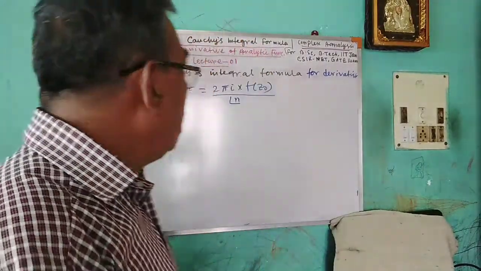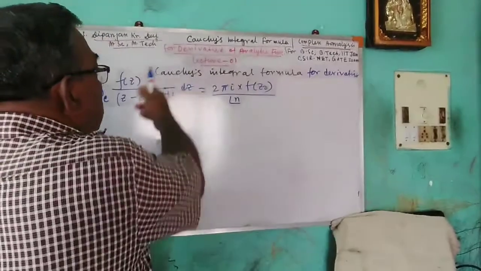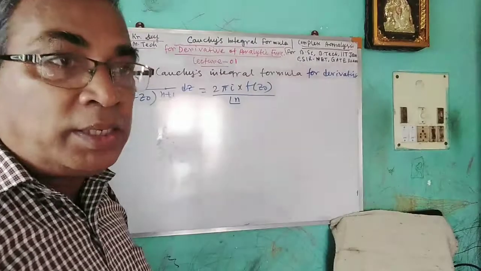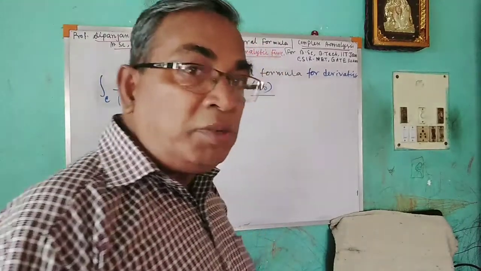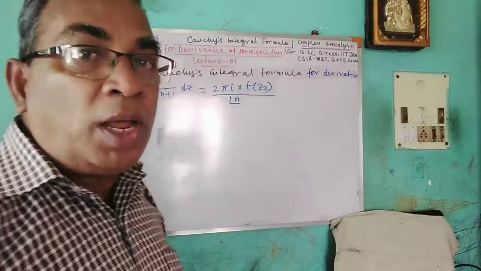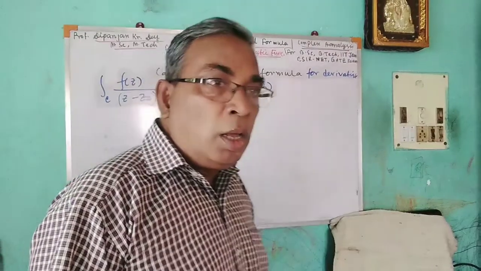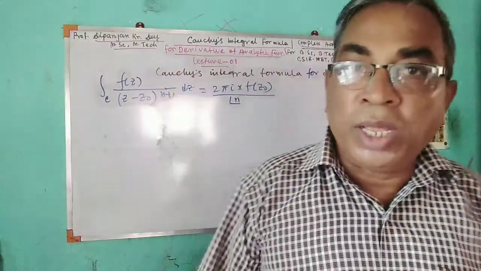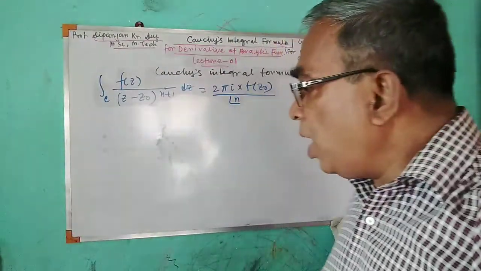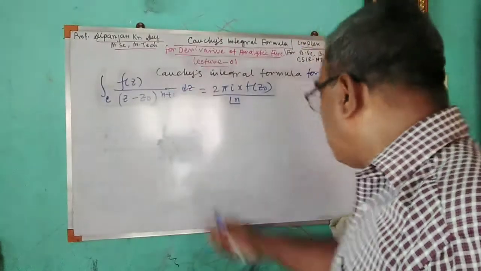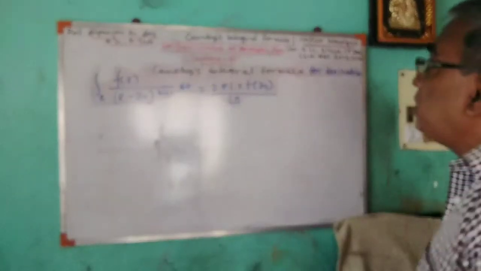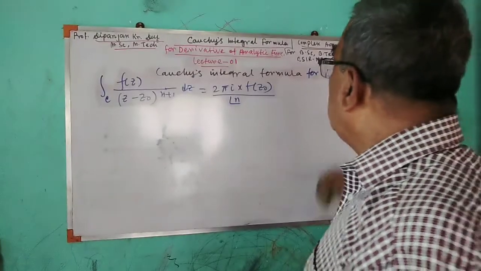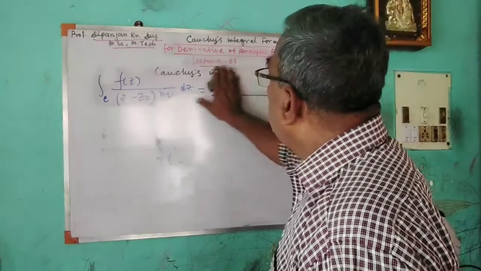So how to get this formula? I'll explain that first, then I'll explain a sum using Cauchy's integral formula for derivatives. Now I am explaining how this formula actually comes. This formula is coming from Cauchy's integral formula.